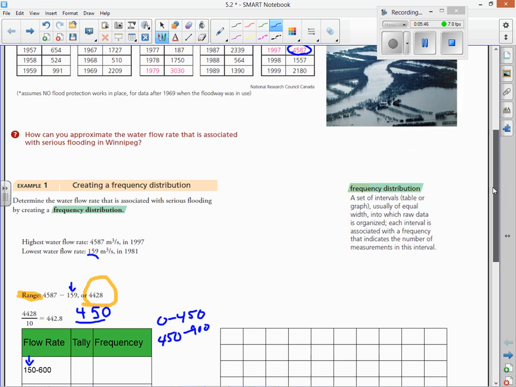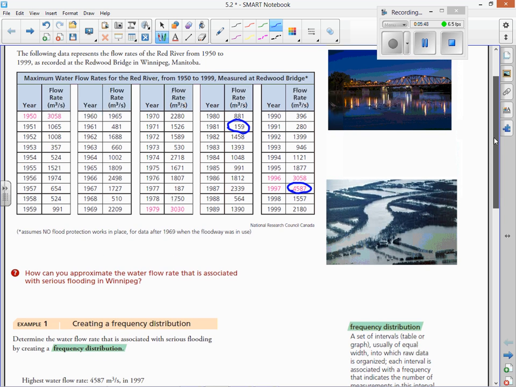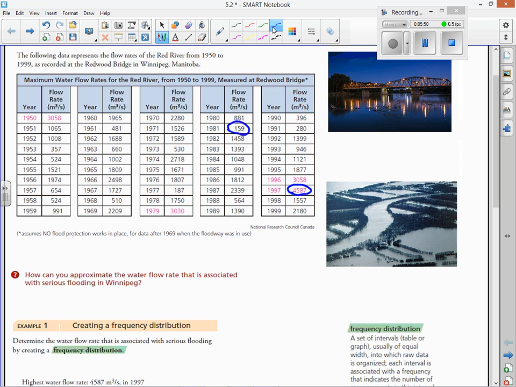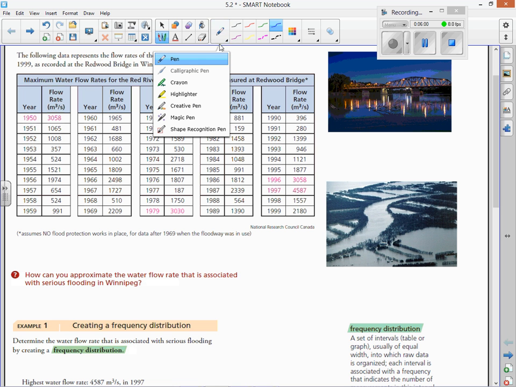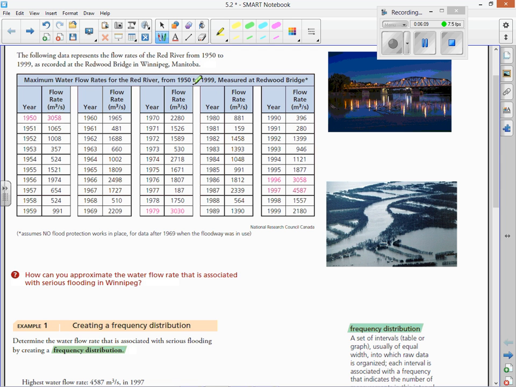So we go back up to our table, and I'll do this for one with you. We are looking for data now that is between 150 and 600. If it's 600, we're not going to count it. It's going to be included in the next bin. And I'll explain that in a moment.